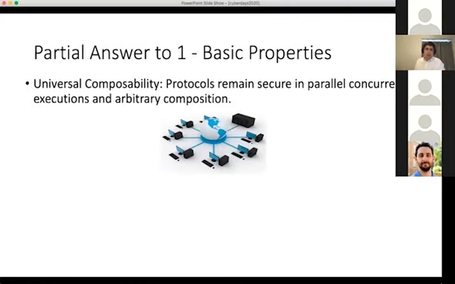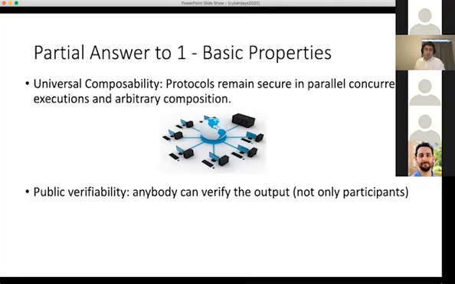We provide a partial answer to one by providing a characterization of some basic properties that are needed from the privacy-preserving computation protocol in order for that to be combined with the smart contract in this approach for doing privacy-preserving computation, determining financial transactions, and with financial punishments.